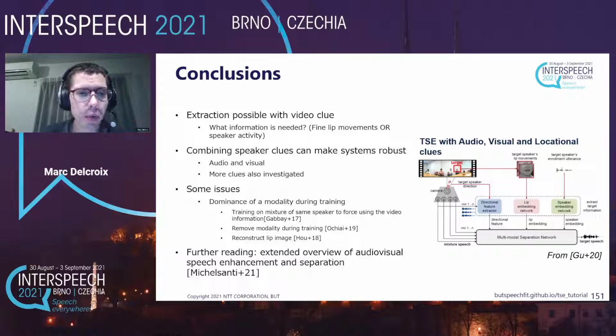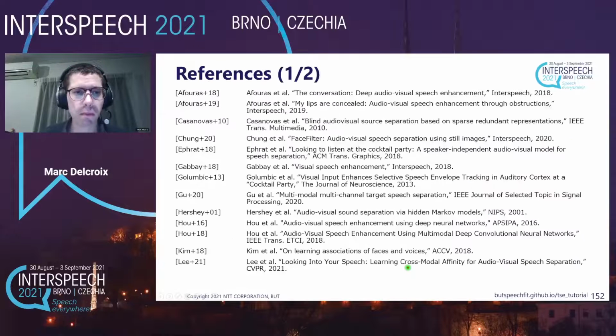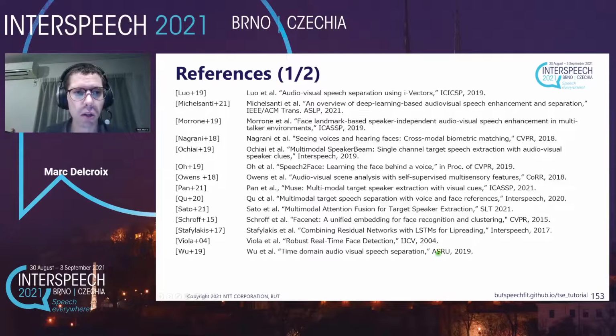And finally, I would like to recommend this overview paper if you're interested in the topic, because it covers in quite some detail the audiovisual speech enhancement and separation approaches. Okay, so I think we have a little bit of time for questions.